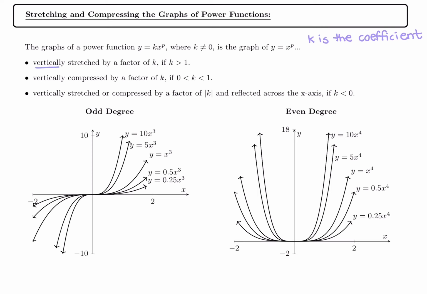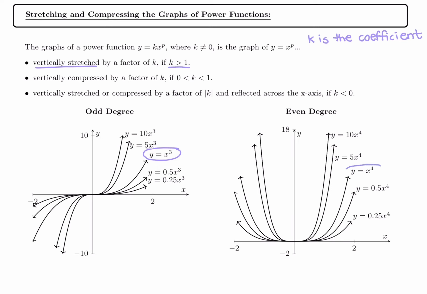If k is bigger than 1, we're going to be vertically stretched. Looking at these parent functions, if we look at x cubed, when you make it 5x cubed or 10x cubed, it gets more and more vertically stretched. So x cubed is wider, but 5x cubed is more narrow, and then 10x cubed is even more narrow, because the coefficient out front is bigger than 1. You have 10 and 5, and those values are bigger than 1, and they're going to stretch out the shape of the graph. So it's vertically stretched if the power is bigger than 1, whether it's even or odd.